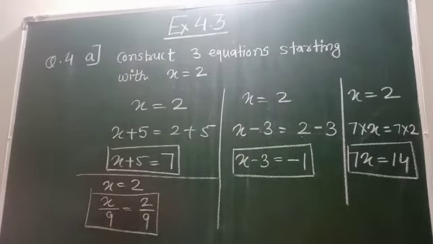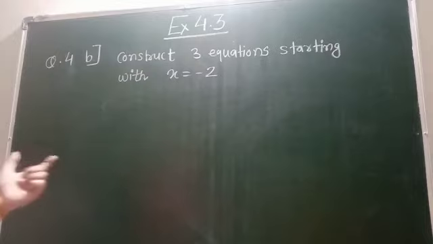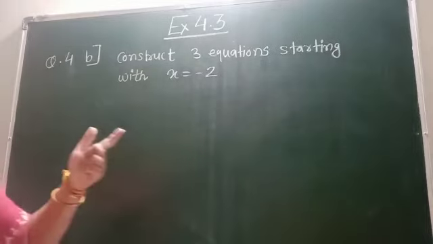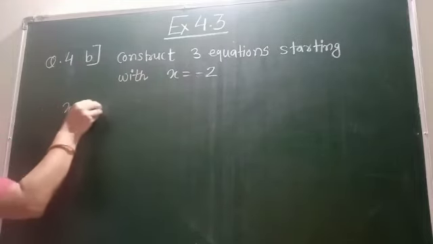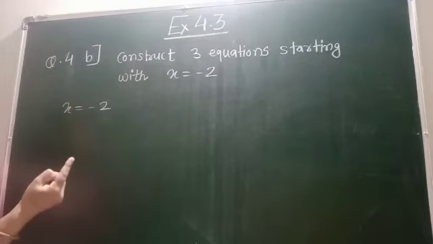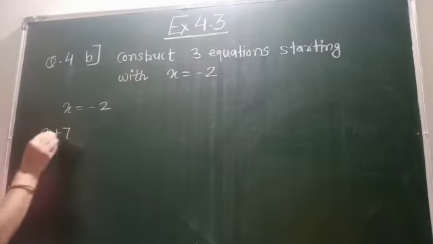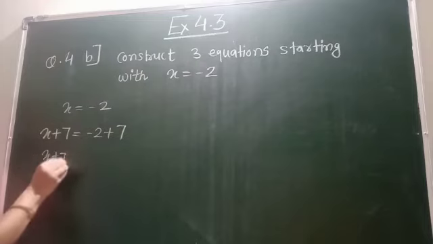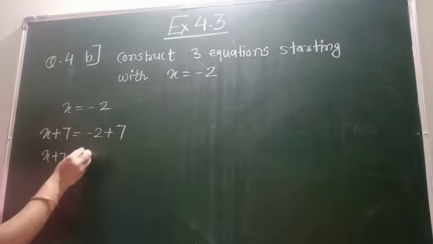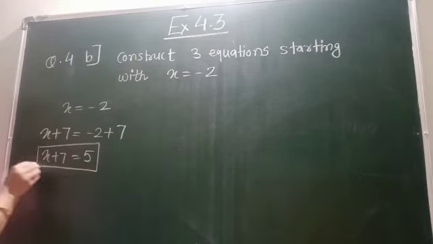Okay student, similarly we will solve the second one also. In B part, again we have to construct three equations starting with x equals minus 2. The sign is changed here, x equals minus 2. So let's start. First we will use the addition property. This time I am adding plus 7. x plus 7 equals minus 2 plus 7, what will we get? 5. So we get the first equation.